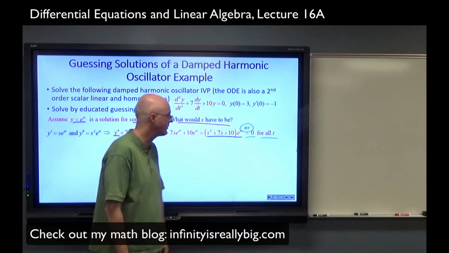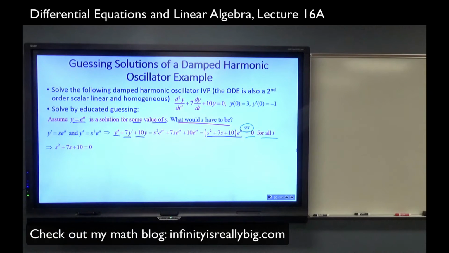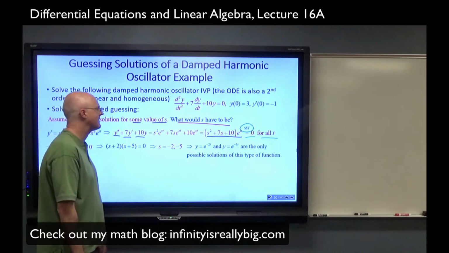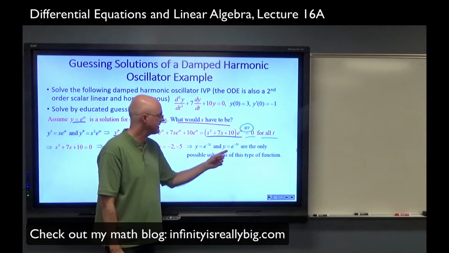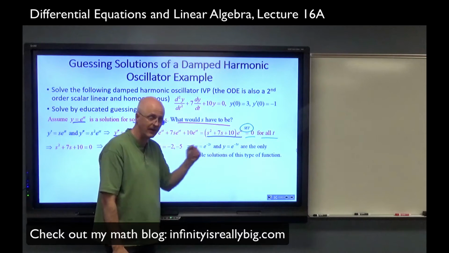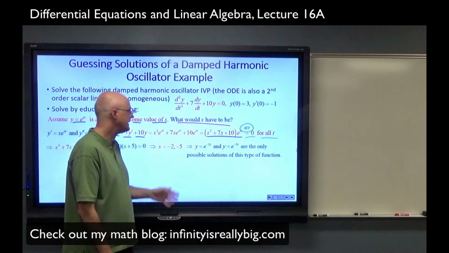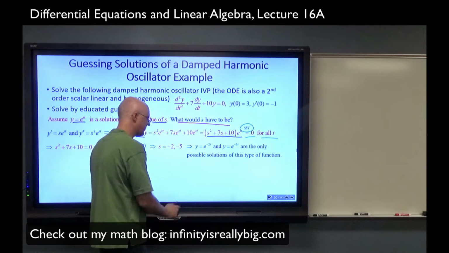We can find two values of s that make that 0. You could use the quadratic formula, or in this case, we can just factor as (s plus 2) times (s plus 5), so that s is -2 or -5. And evidently that means that these two functions, y equals e to the negative 2t and y equals e to the negative 5t, are the only possible solutions of this differential equation.